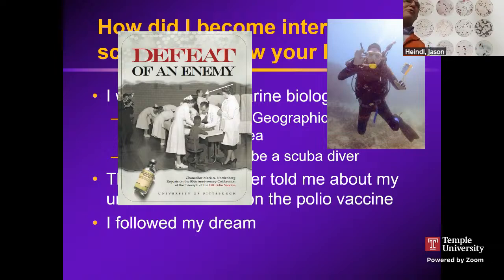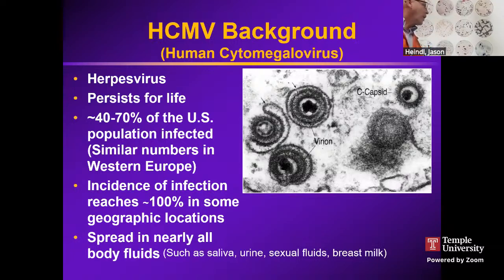And here I am working on viruses and immunology. So what do I work on? I work on human cytomegalovirus. I'll sometimes call it CMV or HCMV, but it is human cytomegalovirus. It is one of the 9 human herpes viruses. Like all of them, they persist for life. For the US and Western Europe, the numbers are about 47%. Outside of the US, there are some places where it's almost endemic, closer to 100%.